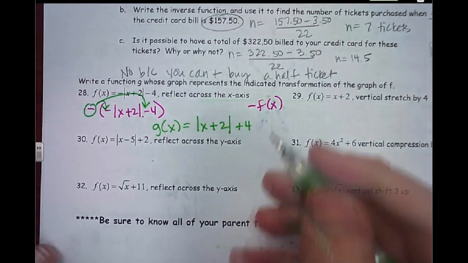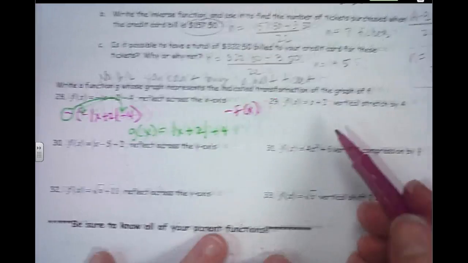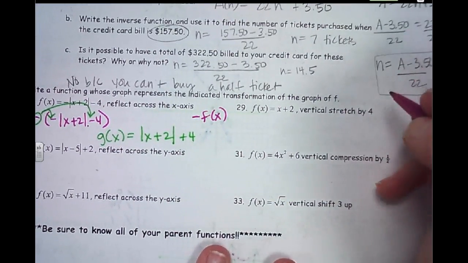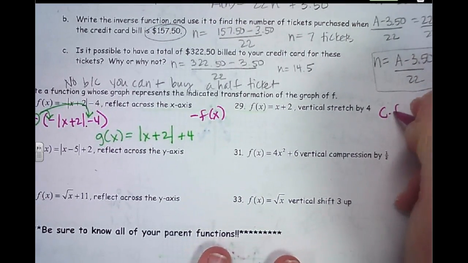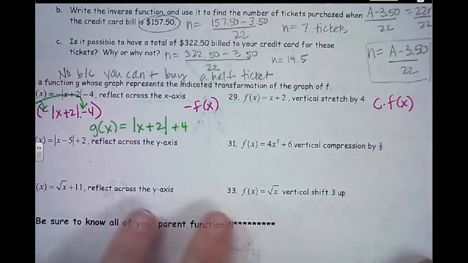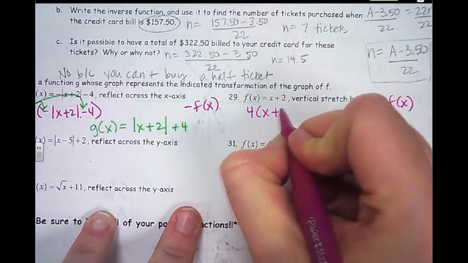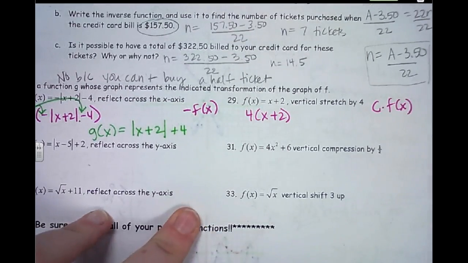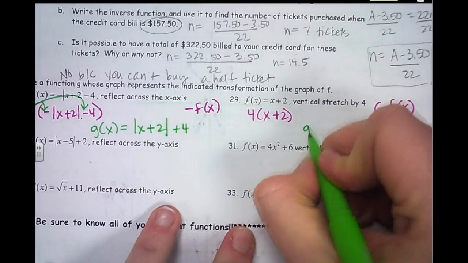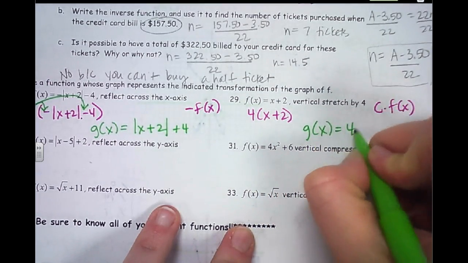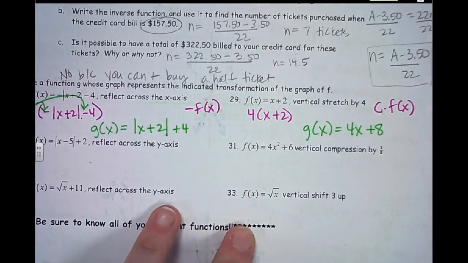Okay, number 29, vertical stretch by 2. So that's c times f of x. So it gets multiplied to the whole equation. So I have 4 times x plus 2. So I'm going to distribute. So g of x equals 4x plus 8.